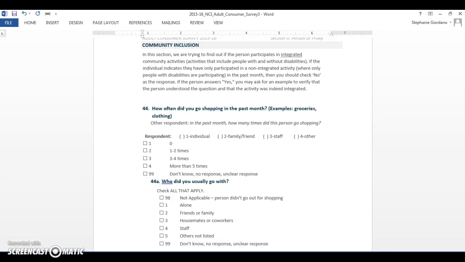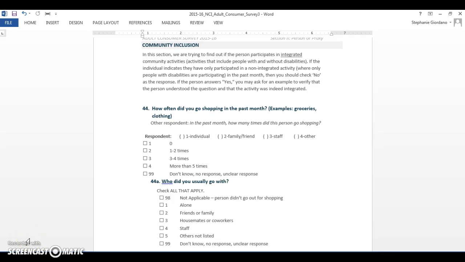As usual, we are starting out Section 2 with the community inclusion section. We have a definition here of what we're looking for in these questions, and this can be read to the individual, or a summary of this can be told to the individual before starting this section. Briefly, what we're looking for are activities that have been done in the past month with or around other individuals who do not have disabilities.